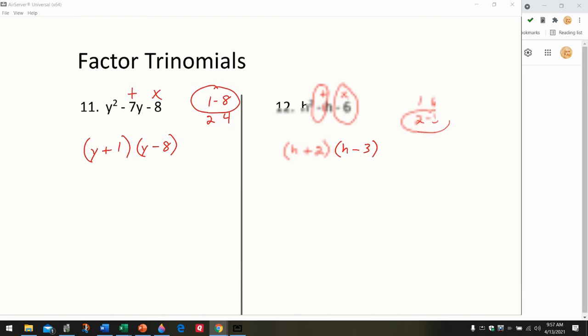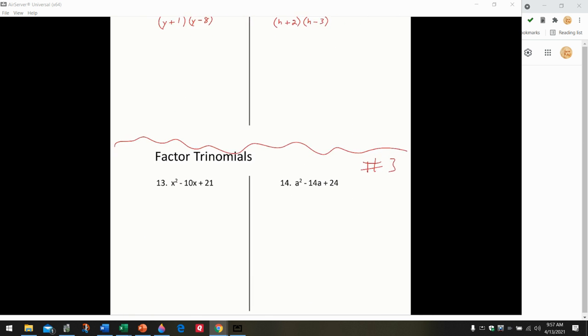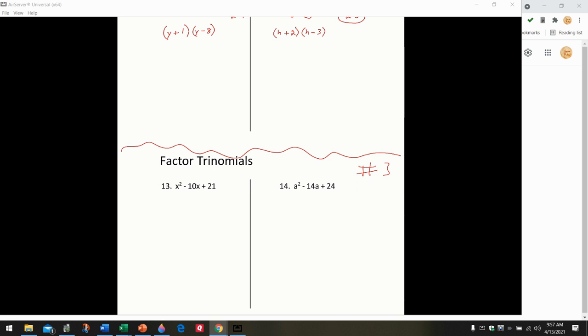That's how you factor the next kind of quadratic trinomials that have different signs. In the next video, I will discuss what to do whenever you have a negative and then a positive.